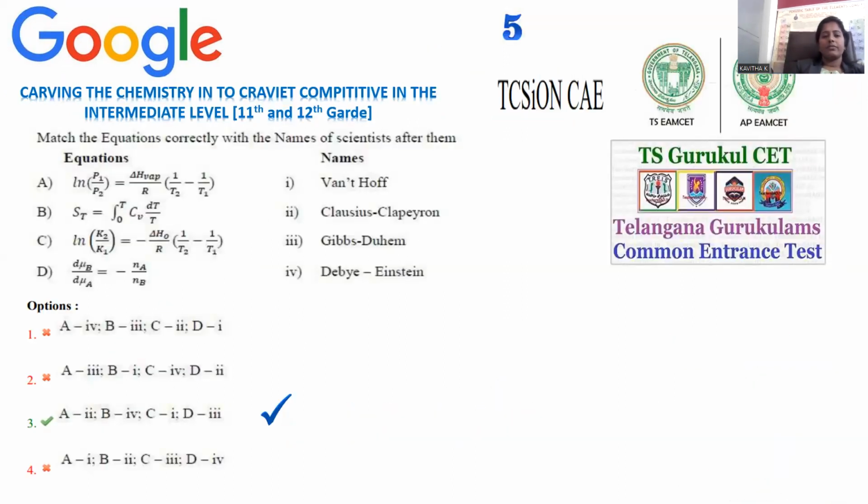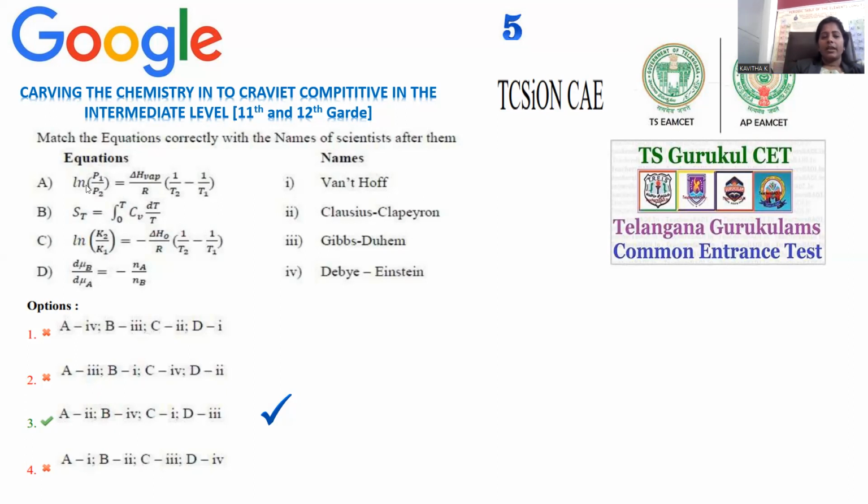This question is purely from physical chemistry, and most probably from thermodynamics, and equations are given. Their scientist names are given on either side, so we have to map exactly which scientist invented which kind of equation. So the name of the reaction and scientist, that relation we need to find out. Among all, the correct option will be option 3. So let's see how we can explain this one.